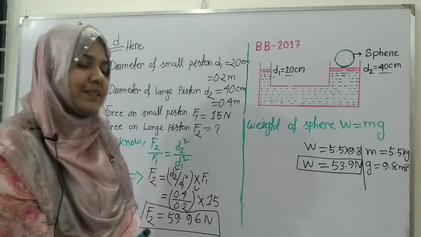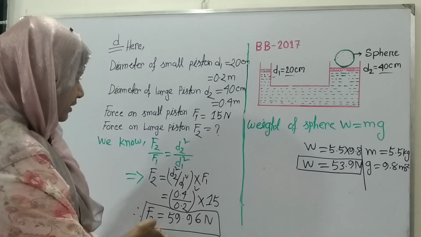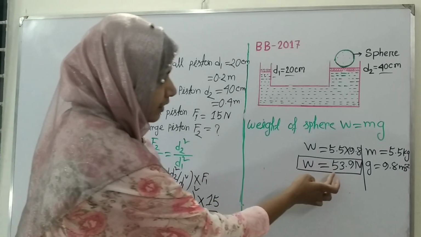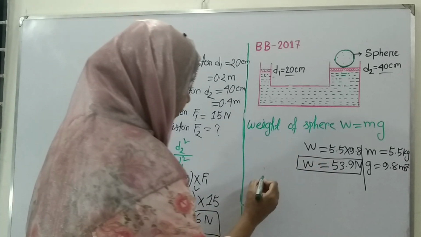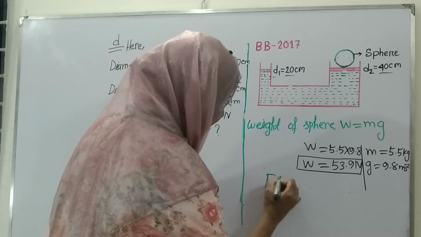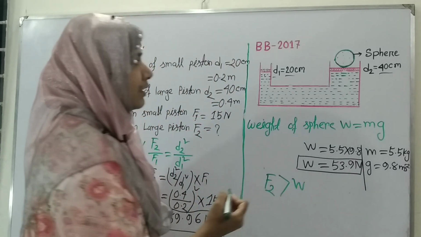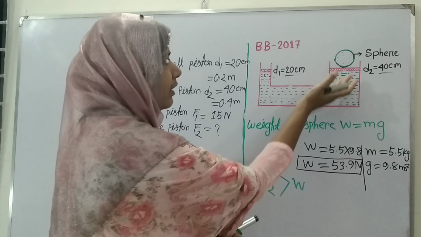So now as you can see, the upward force F2 is greater than the weight of the object. That means F2 is greater than W. That means the sphere will rise up.